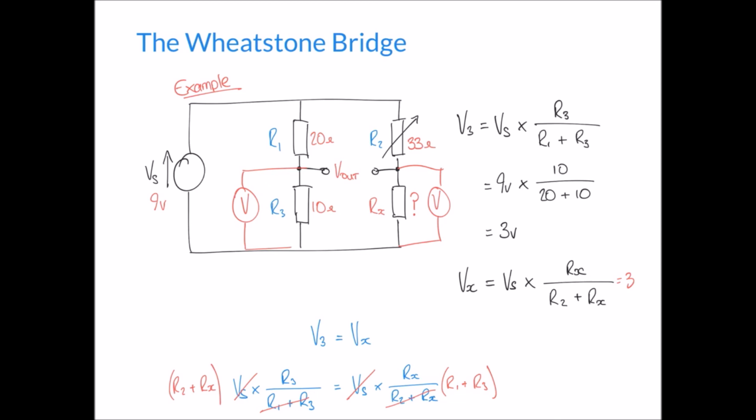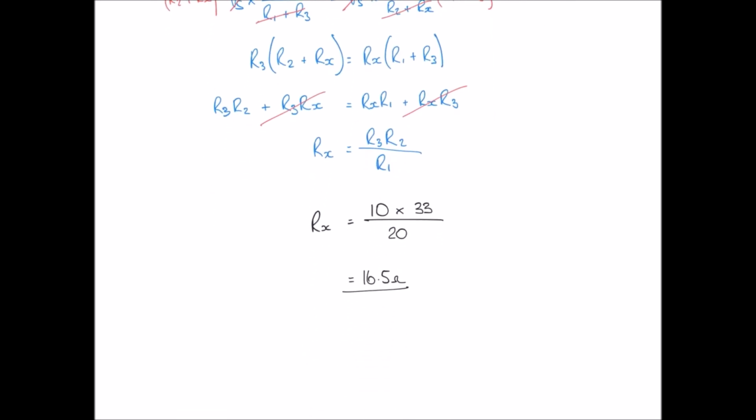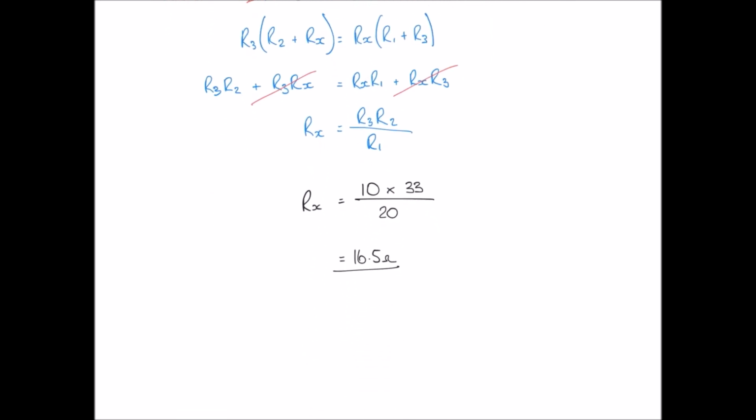If Rx, for instance, the unknown resistor, might be on the top or it might be on the left hand side, that might change the arrangement of this formula. But nevertheless, we can still use the potential divider rule to derive the equations for both sides, the voltages on each side of the bridge, and then by equating them we can derive a formula for the Wheatstone Bridge unknown resistance. So I hope you found this video useful.